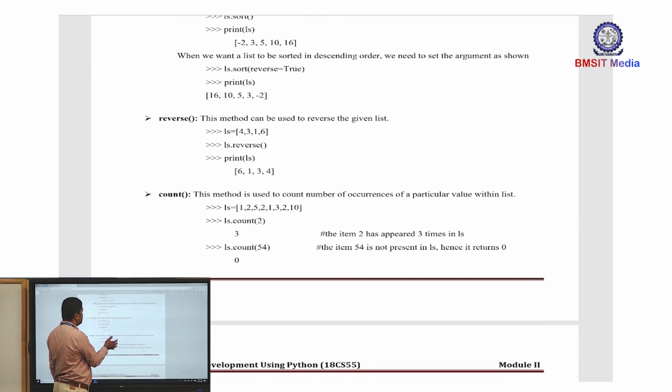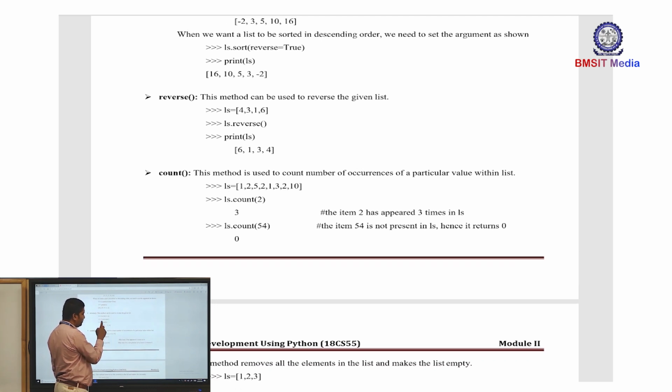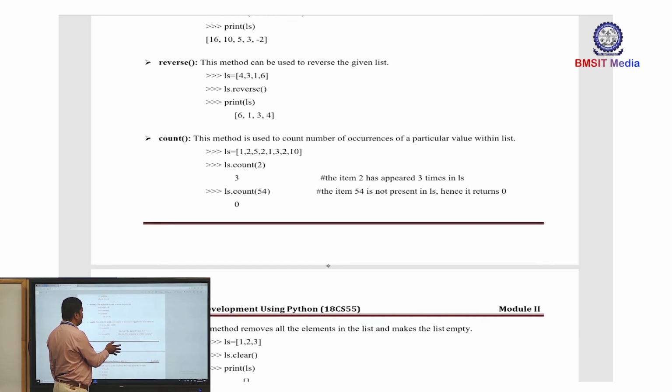So you can use the reverse method also directly like this. Whenever I say reverse, the list whatever you have given will be reversed. So 4316 is the original list. If you see here, whenever I print the reversed list, I will get 6, 1, 3 and 4. So dot is the operator that you should use to call the method.